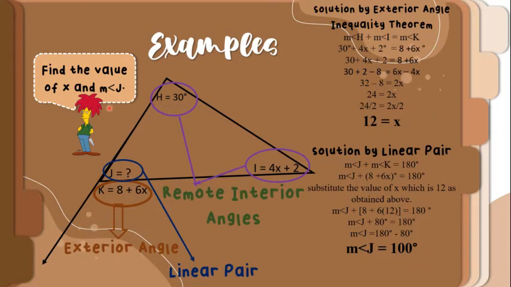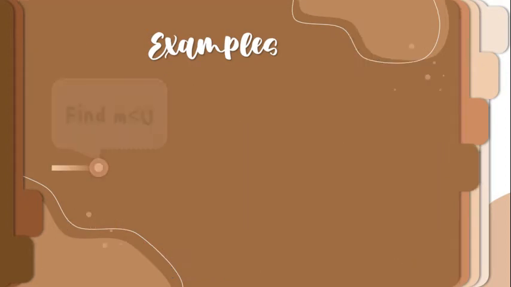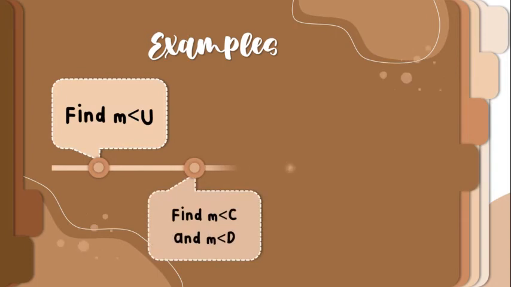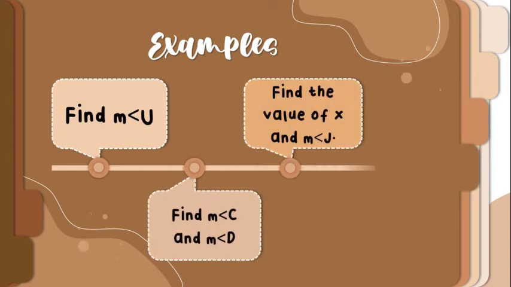Now, we have fulfilled example number 3. We did find the value of x and the measurement of angle J, which are 12 and 100 degrees. And that's it. We've finished all the examples and we are ready for the next task.